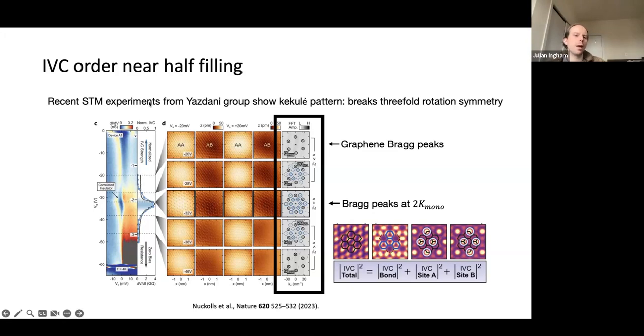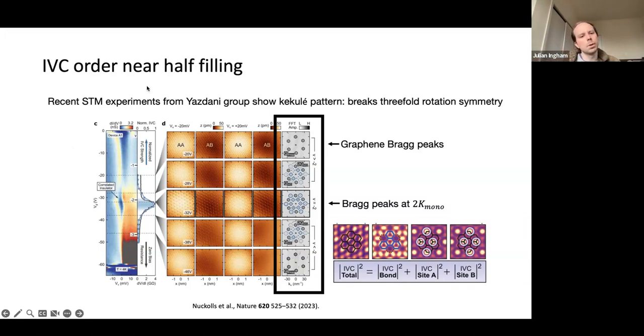Then we do STM and we take the Fourier transform. Up the top, we see this hexagon, these corners of the hexagon, which correspond to the Bragg peaks of graphene. And then as we enter the insulating state, suddenly these extra Bragg peaks appear. And they appear at twice the monolayer valley momentum, so K mono here. And so this naturally appears when we have an insulating order parameter that comes from hybridizing the two valleys, which is what we called an IVC state earlier.